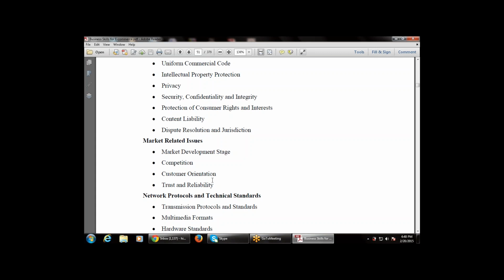Then customer orientation. There should be a proper customer orientation, that is, everything is for the customer only. So the focus is mostly on the customer only. The customer is the king of every transaction. Then trust and reliability.